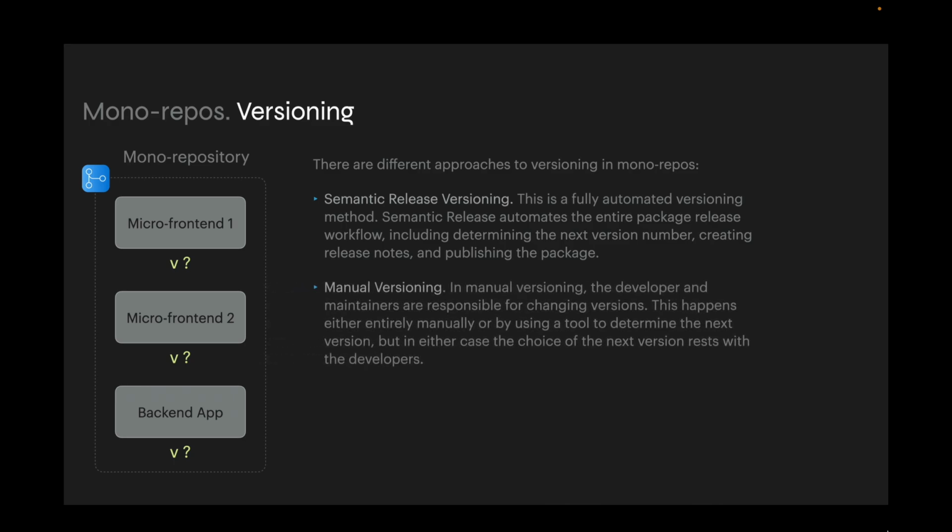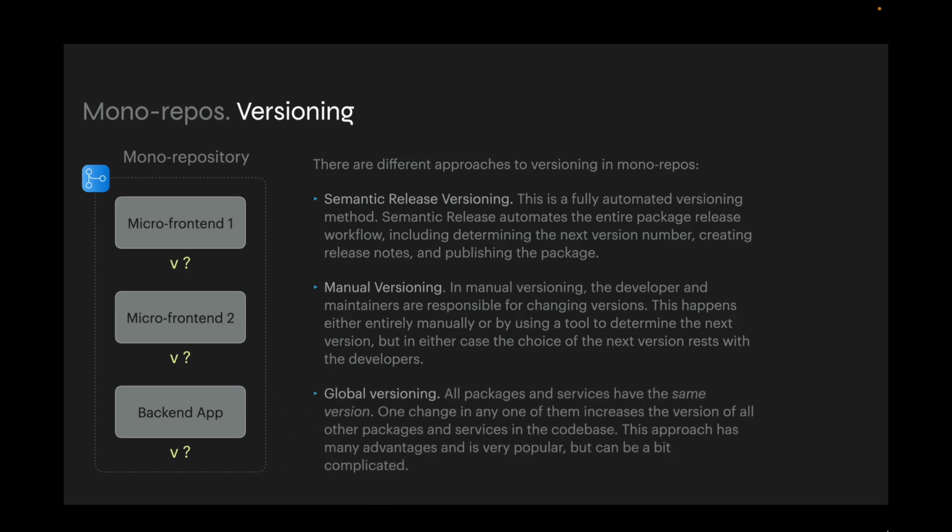The next one is manual versioning. In manual versioning, the developers and maintainers are responsible for changing versions. This happens either entirely manually or by using a tool to determine the next version. But in either case, the choice of the next version rests with the developers. And the last option, global versioning. All packages and services have the same version. One change in one of them increases the version of all other packages and services in the codebase. This approach has many advantages and it's very popular, but can be a bit complicated.